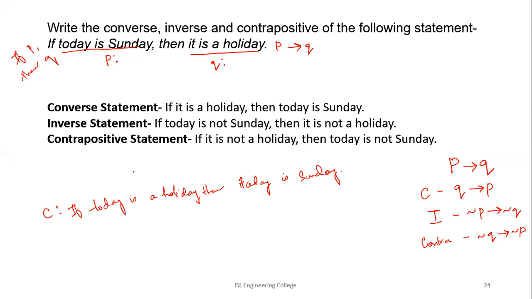Similarly, inverse, for the statement if today is Sunday, we are adding a not, and then it is not a holiday. And for contrapositive, if today is not a holiday, then today is not Sunday. So not, and then again not.